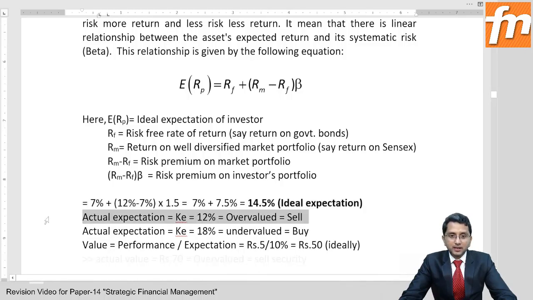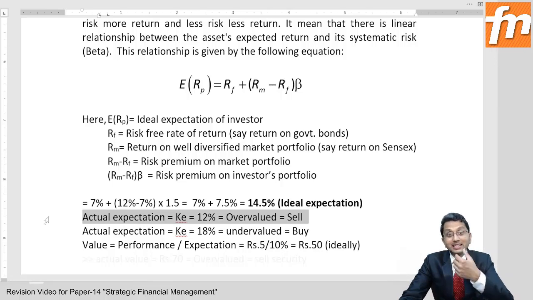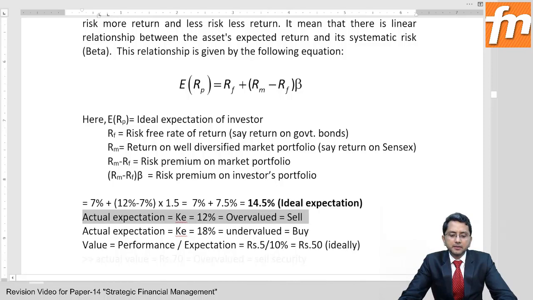See, whatever is the expectation of the investor, it is his income. But for the company, it is the cost. So cost of equity, if it is 12%, then I will say expectation in the denominator is less. So value must be higher. And I'll say that the stock is overvalued and one who owns the stock should sell it.